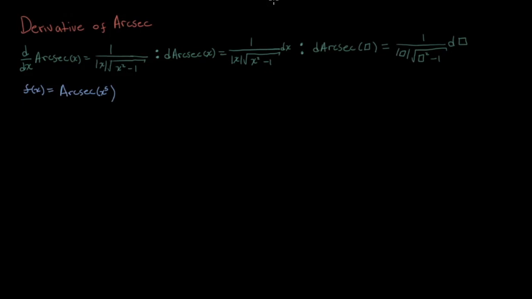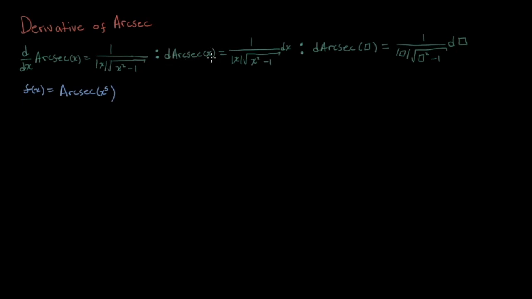In this video, we're going to talk about how to calculate the derivative of an arcsecant function. So d by dx of arcsecant is equal to 1 over the absolute value of x times the square root of x squared minus 1. Now, in order to calculate the derivative, we can read it this way.